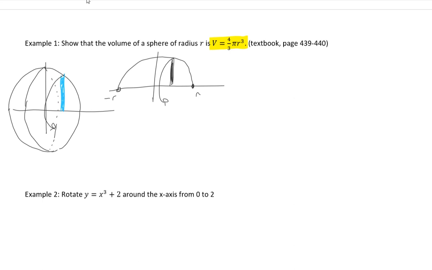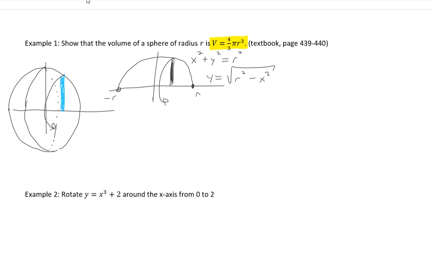We know the equation of a circle is x squared plus y squared equals r squared. And if you notice, I'm rotating around the x-axis, that means I want to get this in terms of x. So I want to move x to the other side and solve for y. So this can be represented as y equals the square root of r squared minus x squared. So that's the equation I'll use.